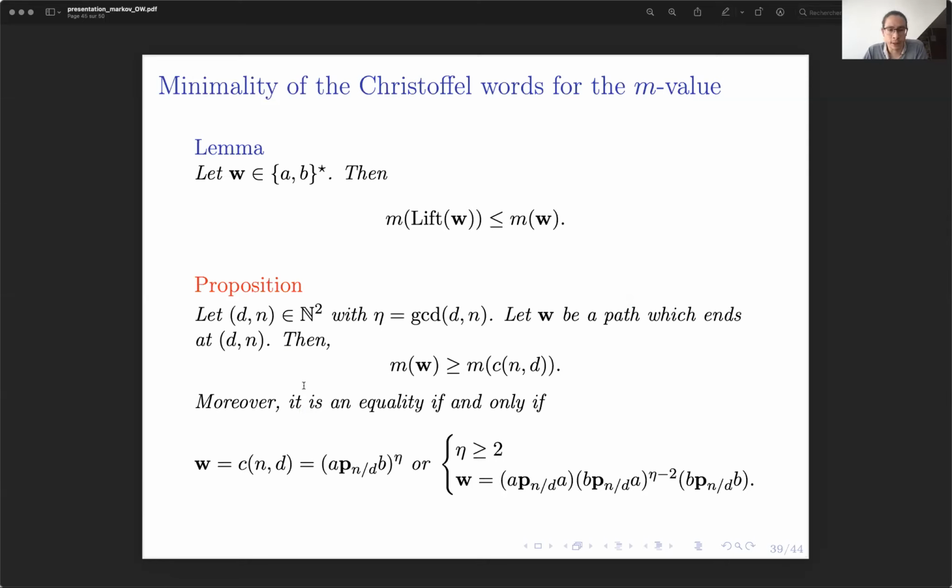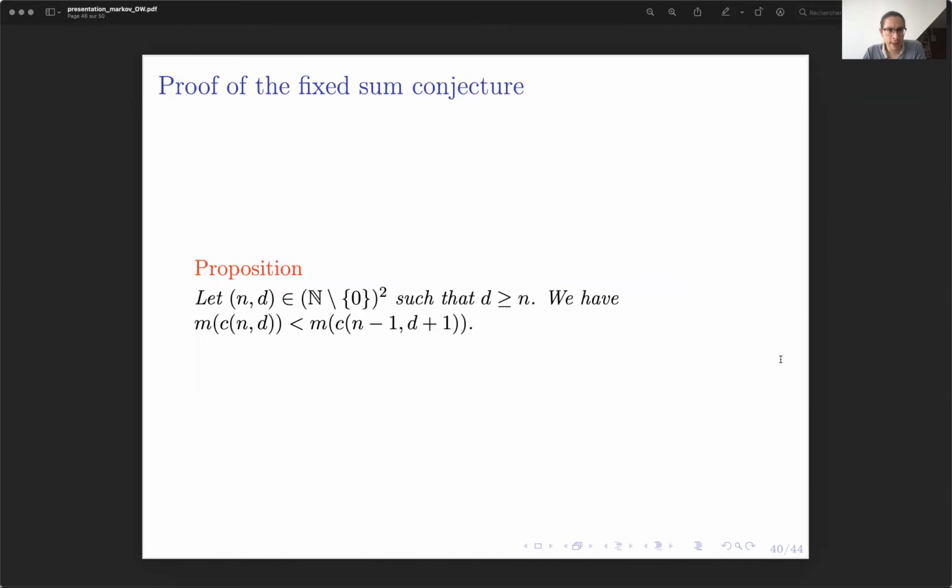And so we have a kind of minimality of the M value associated to the Christoffel word on these things. And we have the case of equality, which is this expression. And with this, we can prove the Fixed Sum conjecture.